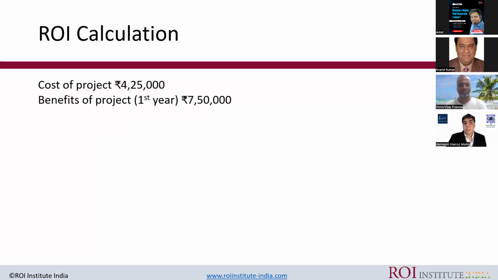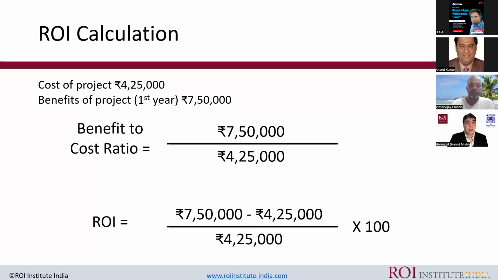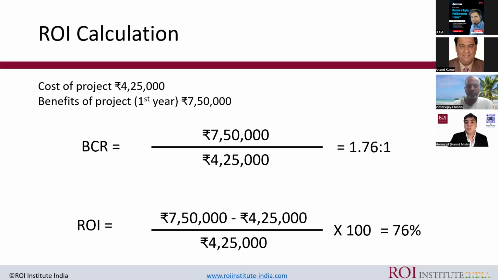If we look at it with an example, let's say the cost of a program is 4,25,000 and the benefits delivered from the program are 7,50,000. Your benefit to cost ratio is 7,50,000 divided by 4,25,000, and your ROI would be 7,50,000 minus 4,25,000 divided by 4,25,000 multiplied by 100. That would give you a BCR of 1.76:1 and a ROI of 76%. Those are the formulas to calculate ROI for any program or project.